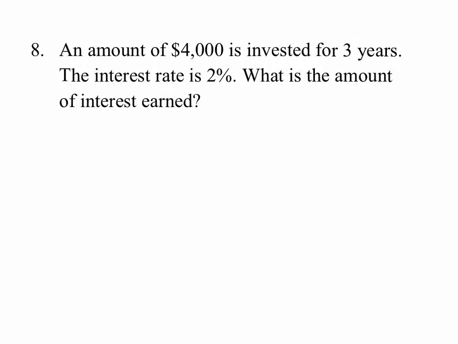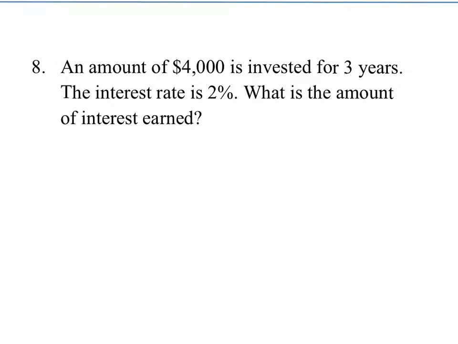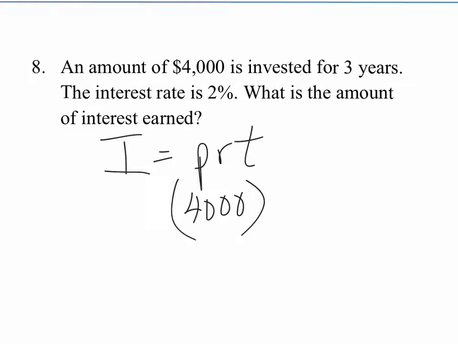Number 8. An amount of $4,000 is invested for 3 years. The interest rate is 2%. What is the amount of interest earned? The formula we will use here is I equals PRT. The interest is going to be the answer because we have the principal of 4,000 multiplied by the interest rate of 2%. Remember, 2% has to be changed to a decimal, so that would be 2/100. And then multiply the number of years, which is your time, 3.